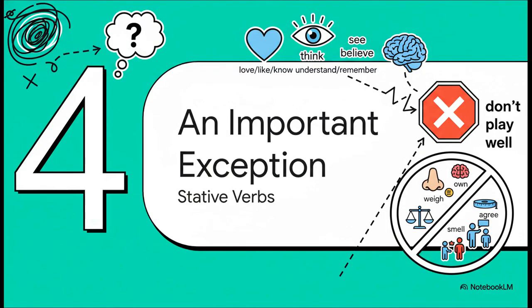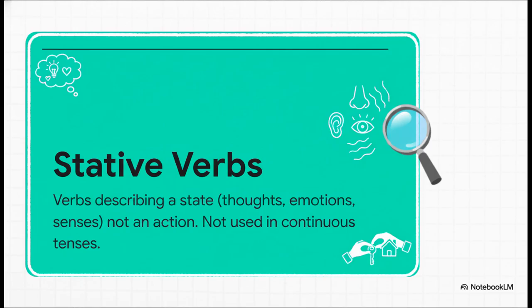All right, now hold on. Before we go any further, we have to talk about a really common mistake. It's a big exception to the rule. See, you can't use this tense with just any old verb. There's a special group of verbs that just don't like to be continuous. And they're called state verbs. The easiest way to think about them is that they describe states of being, not actions. We're talking about things like opinions, emotions, what you see or hear, or things you own.